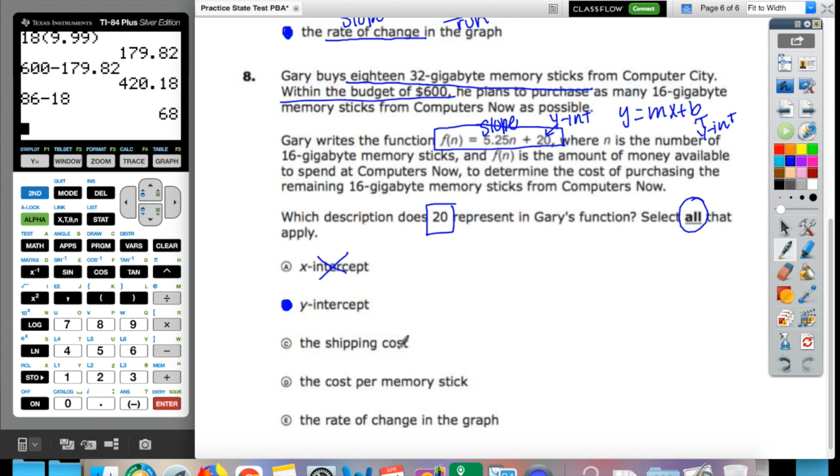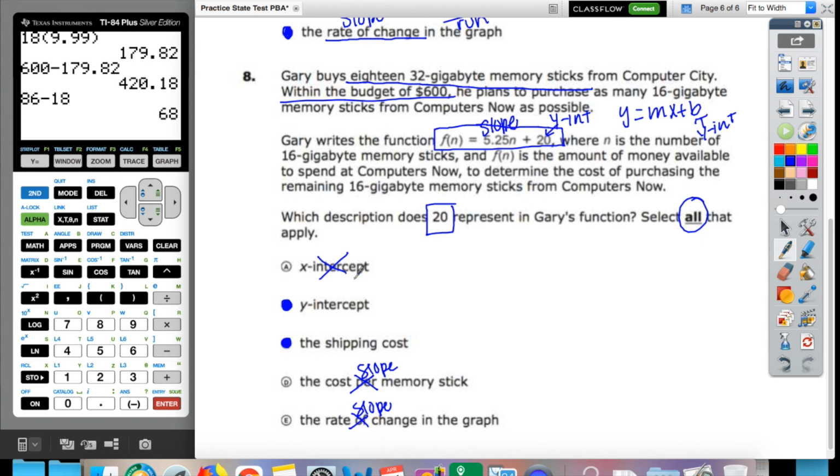Is it the shipping cost? Yes, we talked about that before. Your shipping cost is how much you have to pay just for them to ship it to you before you even buy the item. So you have to pay that shipping cost if you want to buy the item. Is it the cost per memory stick? No, remember per is a slope word, so that is slope. And then remember rate of change also means your slope, your rise over run. So that one's not it either. So it's just B and C.